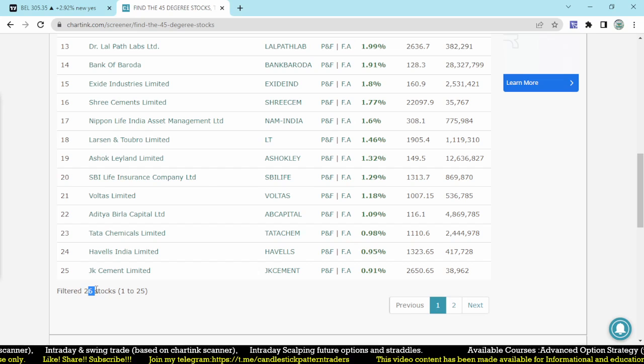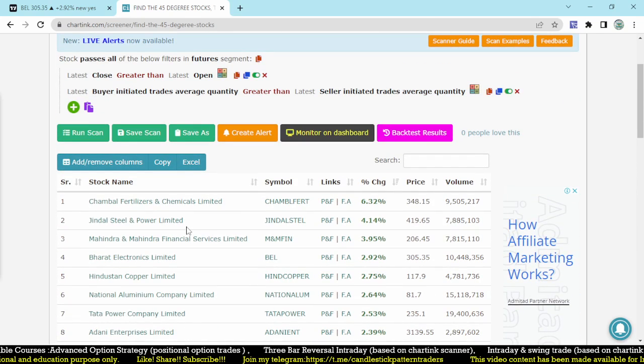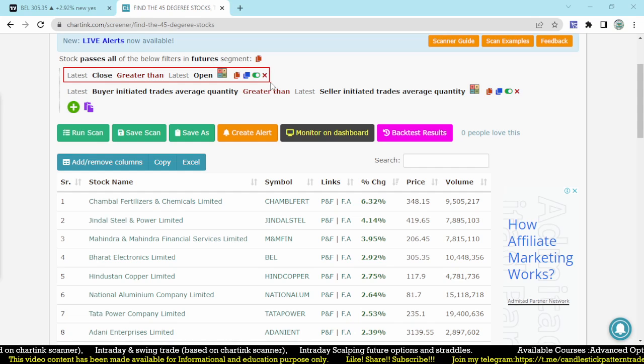So to do something about this scanner, we can create some logic and add it to make the scanner more powerful, right? What I'm going to do here is, the first condition I created is that the latest close must be greater than the latest open. It's about the stock which is trading positive today.